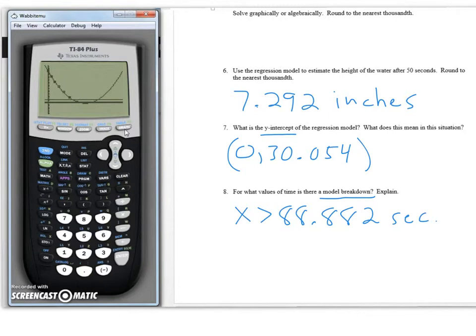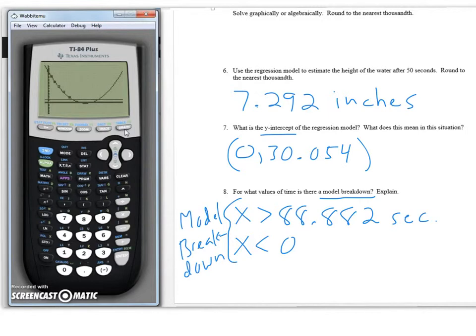The other part of the model where it would break down is over here where the time is negative, because time can't be negative. Time starts at 0 and goes from there. So if x is negative, that would also be a model breakdown. Okay, so this would be the model breakdown. Simply meaning the model breaks down. It doesn't give good, reasonable answers for that region. For anywhere between x equals 0 and 88.882, though, it will give good answers.